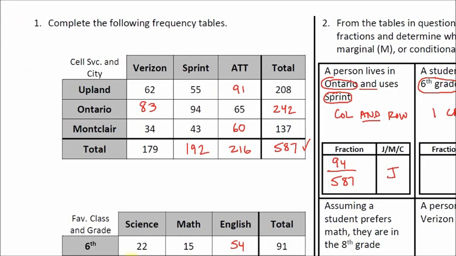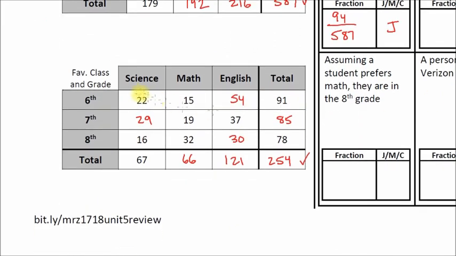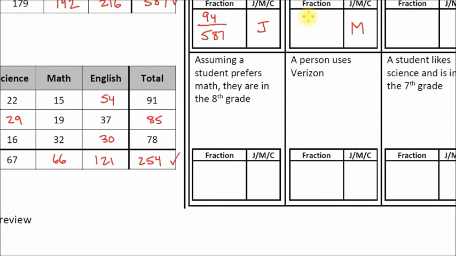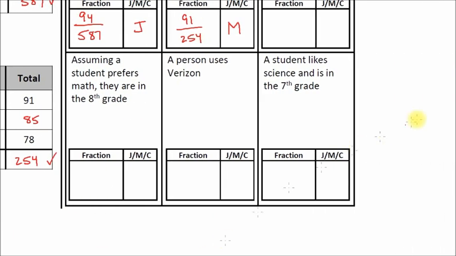How many 6th graders do we have? Oh, we're not on the top one, we're in the bottom table. 6th graders, we got a total of 91. So that means my fraction, I'll write it right here, is going to be 91 in the numerator. And then my denominator is going to be my total number of students here, which is 254. All right, so far so good.